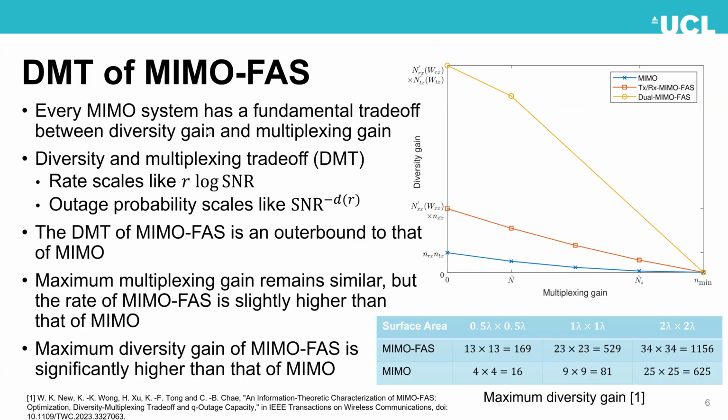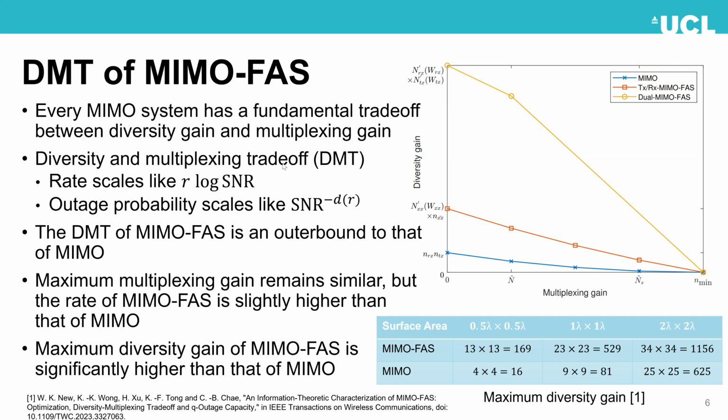So every MIMO system has a fundamental trade-off between diversity gain and multiplexing gain. For example, when some of the antennas are used for multiplexing gain, then these antennas cannot be used for diversity gain. And conversely, when the remaining antennas are not used for multiplexing gain, then it is more efficient or optimal to actually use them for diversity gain. And therefore, there's this fundamental trade-off. So this trade-off is referred to as the diversity and multiplexing trade-off.